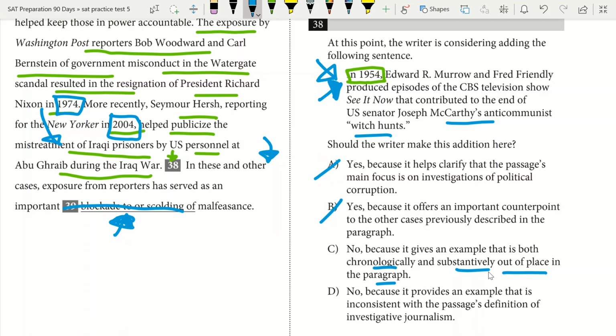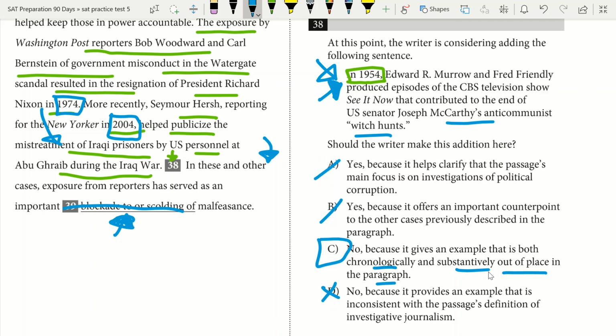Because you can't necessarily tell, since I didn't read the whole passage, but it was largely about how print investigative journalism is kind of going out of style in this advancement of technology, and we're now innovating. So switching over to television would also not be a great move there. Okay, so our answer there would be C.